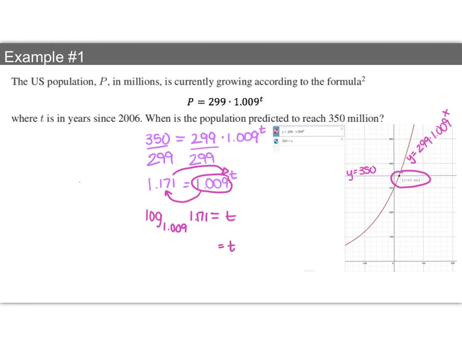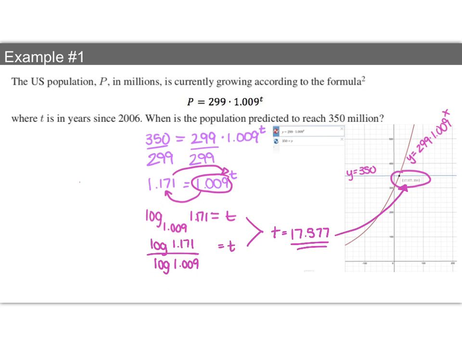And again, remember, if you don't have a calculator that has a different base, we would plug this in as log of 1.171 over log of 1.009. And so either way, when I go into my calculator, I get that t should be 17.577, which, if you'll notice, is exactly what you got when you did it graphically as well. So that is how you would solve it with logarithms rather than needing to use a graphing utility.